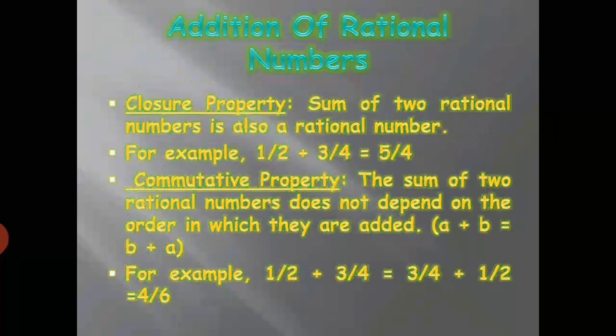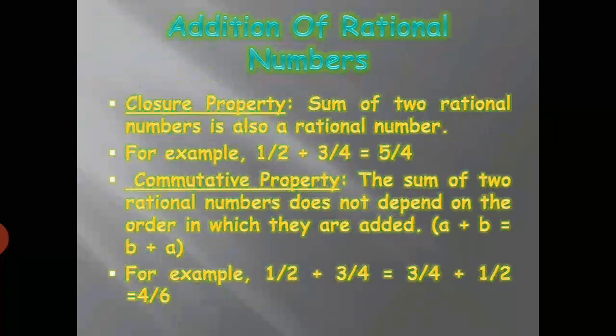So first property here is closure property, which says that if a and b are two rational numbers, then their sum will also be a rational number. For example, 1 by 2 plus 3 by 4, we get 5 by 4, which is also a rational number. Next is commutative property. The sum of two rational numbers does not depend on the order in which they are added. A plus B is equal to B plus A.